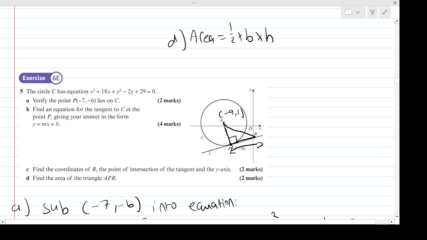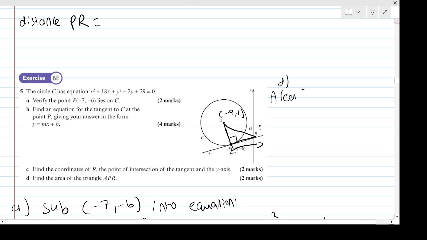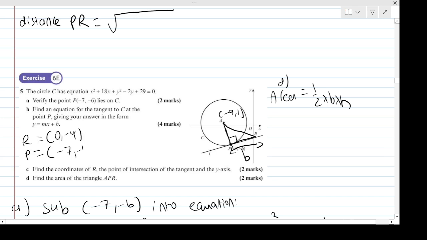So the distance PR, so the area, again, is half times base times height. Well, the distance from P to R, which is the base b. R has coordinate, I should probably make a note of this, R is 0, minus 4, that we worked out. P is given to be minus 7, minus 6, and A is minus 9, 1.